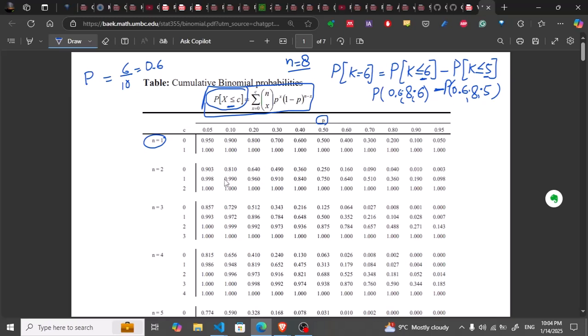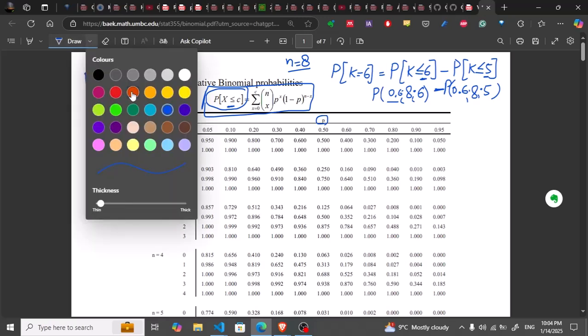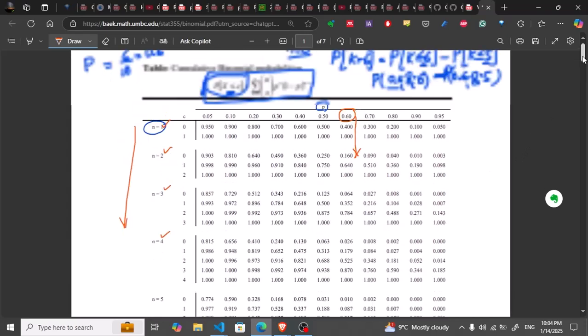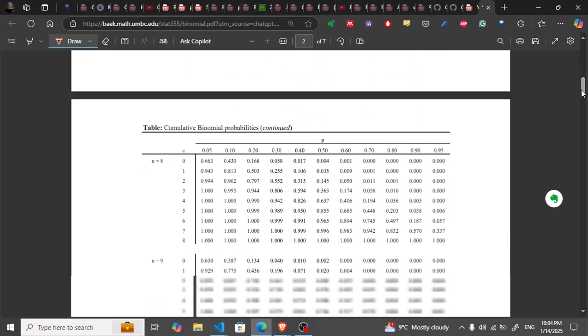But how to find them out here? The first parameter here is 0.6. Let me choose this color here, okay. So the first parameter is 0.6, so I have to look at this column, okay. This is the table, and the second parameter is n equal to 8. Here these are all the values of n: n equal to 1, 2, 3, 4, okay. So let me move to n equal to 8.